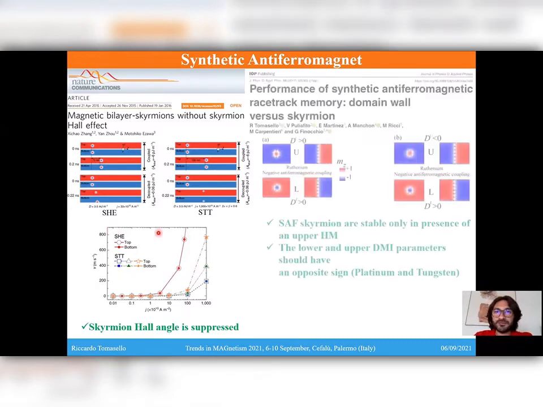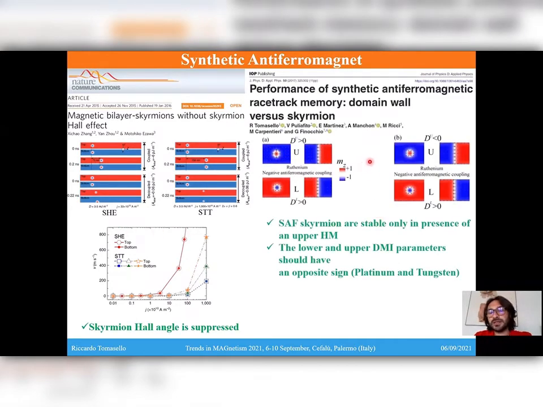Also in this field, we gave our contribution, and we showed that in the static case, in order to obtain Skyrmions, at least with the parameters of the Stuart Parkin paper, we need two Dzyaloshinskii-Moriya interactions for the two ferromagnetic layers, and in particular, these values must be opposite in sign in order to have an anti-parallel alignment. To achieve these results, we suggest to use platinum and tungsten.